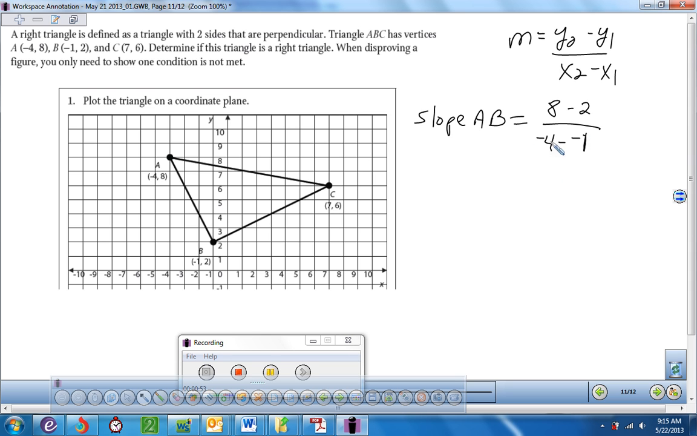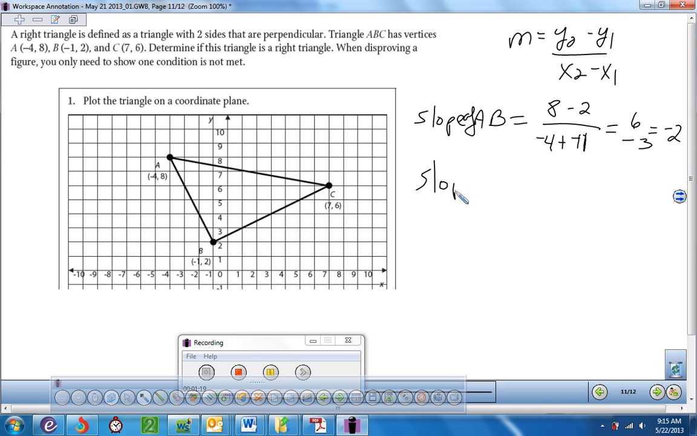Okay, so what we end up with here is the double negatives. So we end up with negative 3 on bottom, and then we end up with positive 6 on top. So our slope is negative 2 for this line segment. So from A to B we have a slope of negative 2.